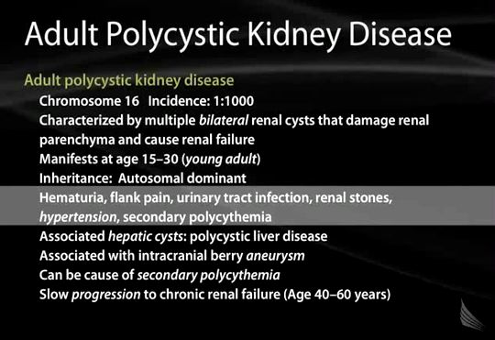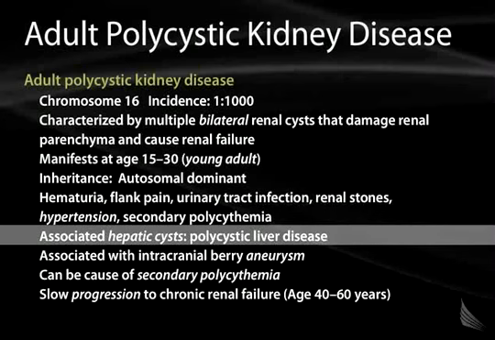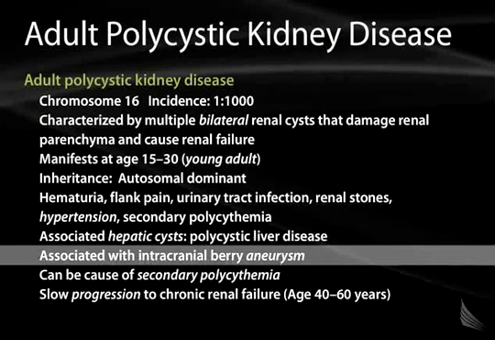The clinical features of this disease include hematuria, flank pain, urinary tract infection, renal stones, hypertension, secondary to lack of renal function, and secondary polycythemia, which is again from the excess production of erythropoietin by the kidney. Now, in addition to the renal defects, these patients may also develop hepatic cysts, which can lead to polycystic liver disease and decreased liver function. And they're also associated with a particular type of intracerebral hemorrhage due to berry aneurysms in the circle of Willis. And so these people can develop these berry aneurysms, which can rupture and lead to intracerebral hemorrhage. This is what causes the worst headache of their life.